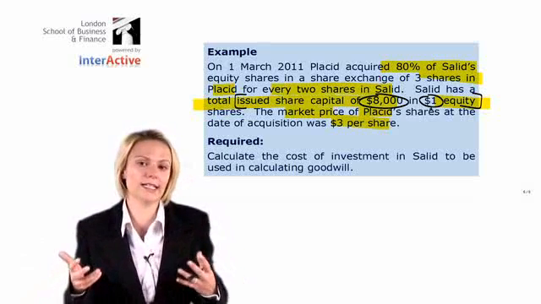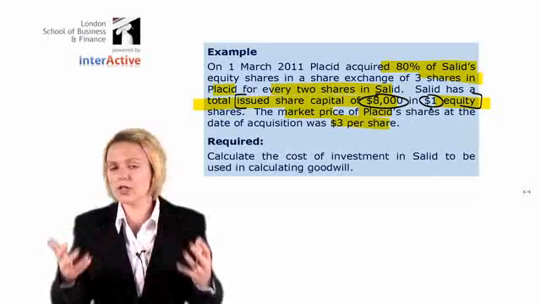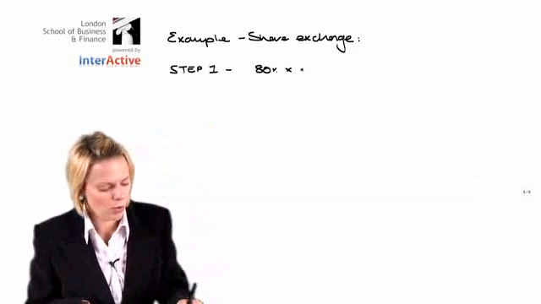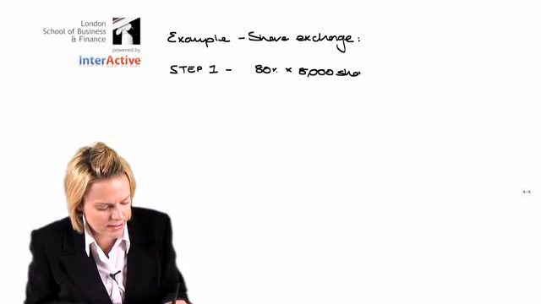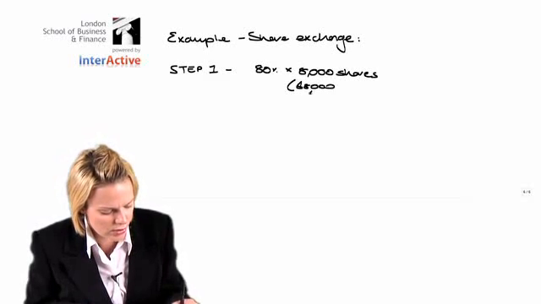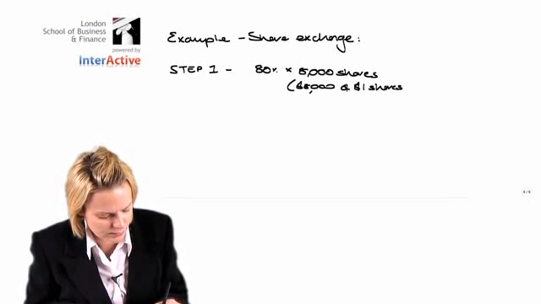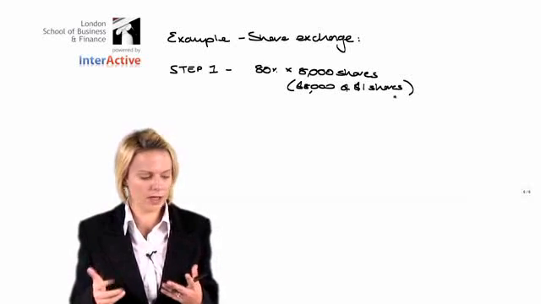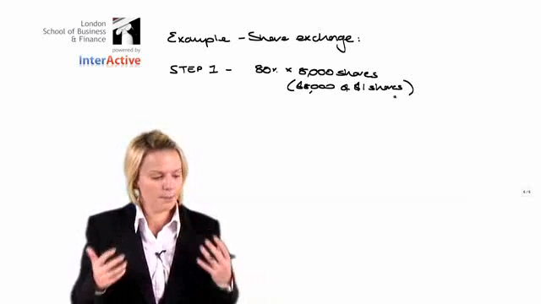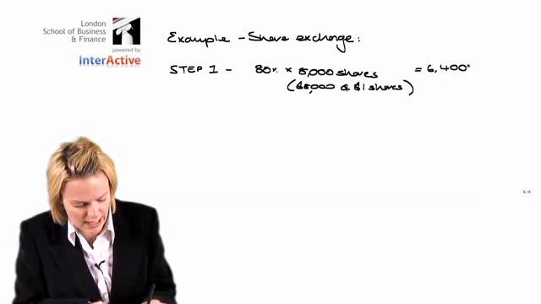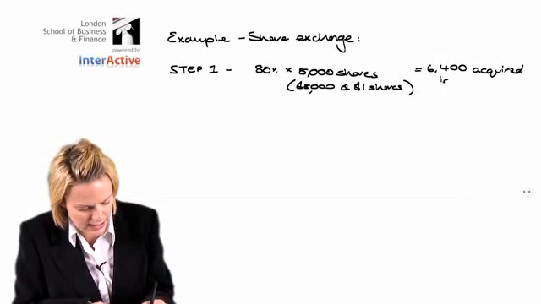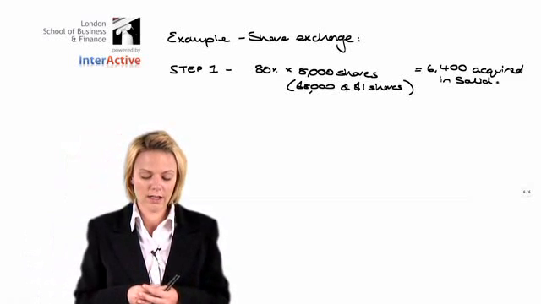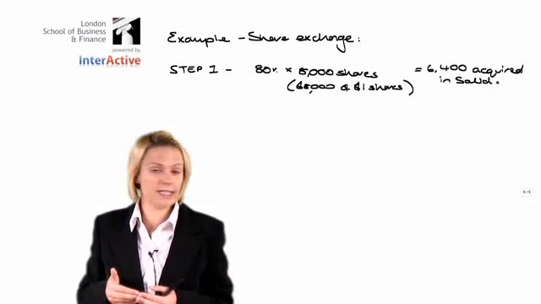Okay? Remember, this is a multiple choice exam. The answer you put into the computer, that's it. There's no space for workings. You don't get marked on your workings. So you've got to make sure you get this right. So, we acquired 80% of 8,000 shares. In other words, $8,000 worth of $1 shares. And again, if the par value was 50 cents, it would be 16,000 shares. Be careful. So, 8,000 at 80% means that we've acquired 6,400 shares in Salid, the subsidiary.